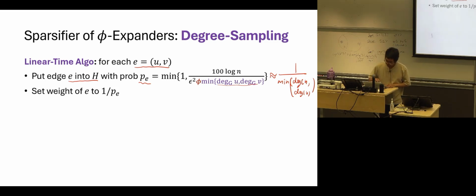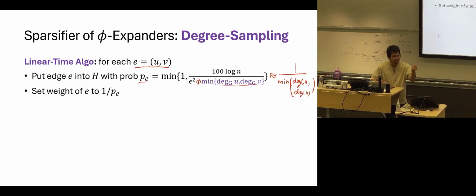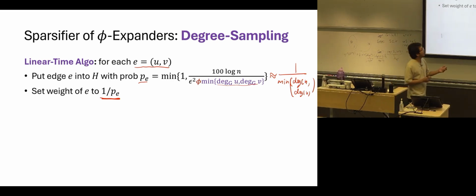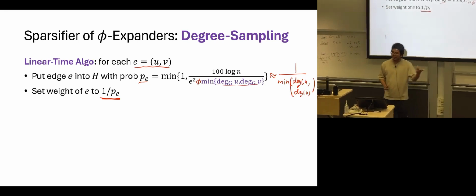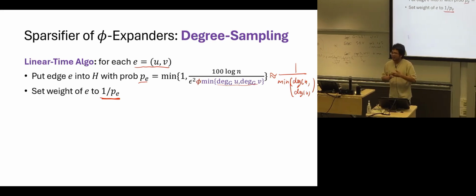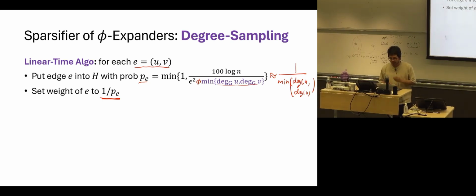And if you sample with this probability, and if you did sample it, then put it with this weight. And this makes sense because at least we want the expected weight to be 1. Right? You sample with PE probability, and then if you sample, then the weight that you should put is 1 over PE, so that the expected weight multiplies to 1, so that this is not biased. Okay.